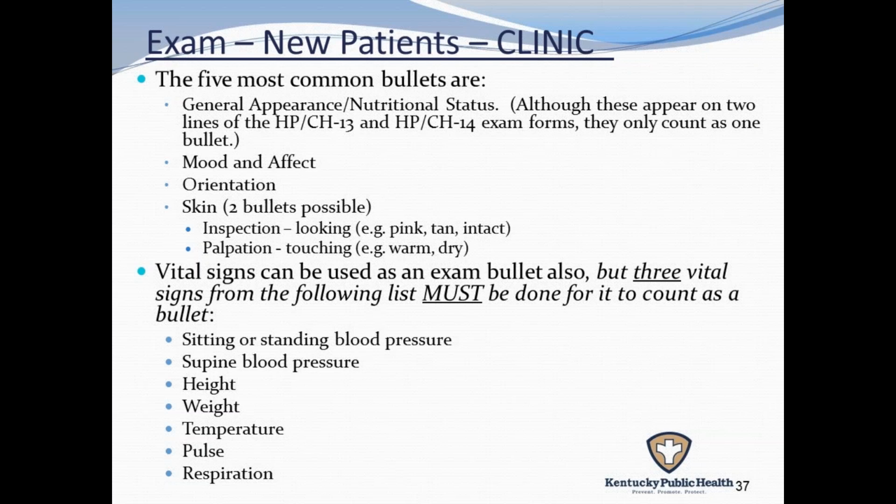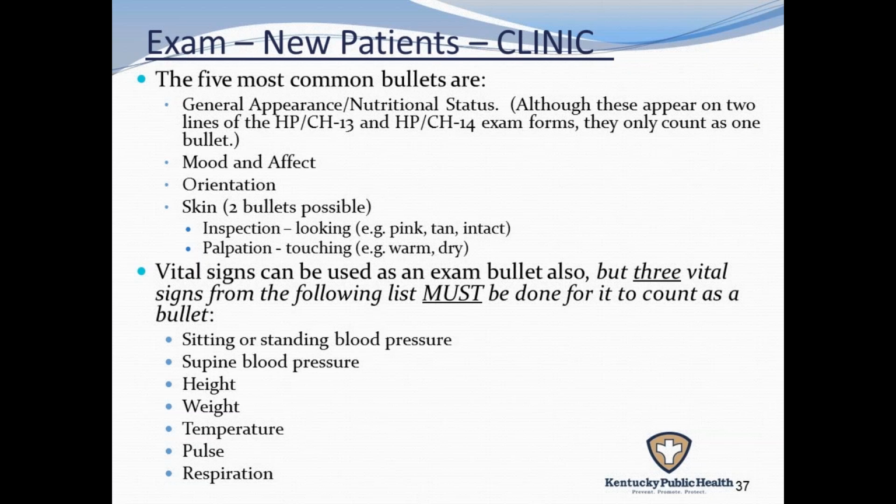You have your general appearance and nutritional status, and just so you all know, on the H&P 13 and 14, these are on different lines. They can be for purposes in the clinic. However, for coding, they should be on one line because they're only one exam bullet. Then the mood and affect, orientation, and on skin, you can actually get 2 bullets. You have your inspection and palpation. So that's your warm, pink, and dry. I listed 3 there, but it's actually only 2 bullets, because I'm using 2 of the bullets for skin on that.